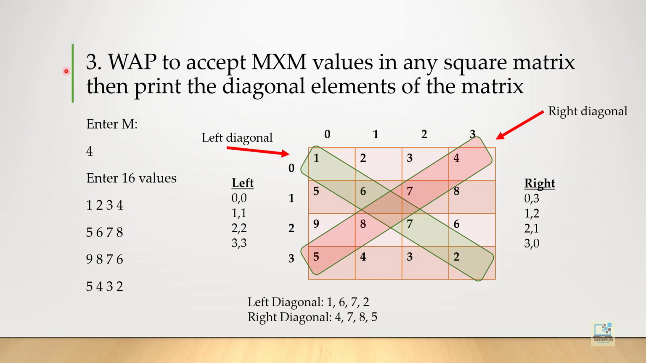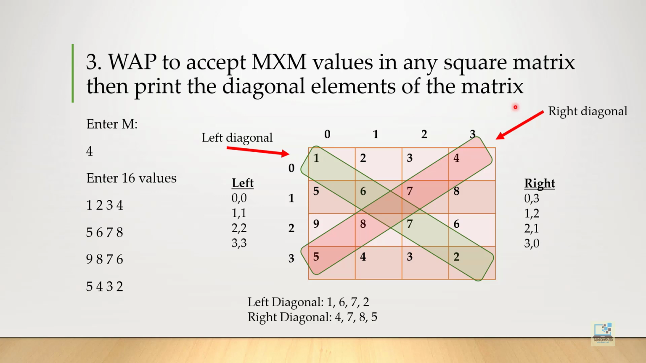Question number 3. Write a program to accept m into m values in any square matrix, then print the diagonal elements of the matrix. First thing is, what is a square matrix? A matrix in which the number of rows is equal to the number of columns is known as a square matrix.